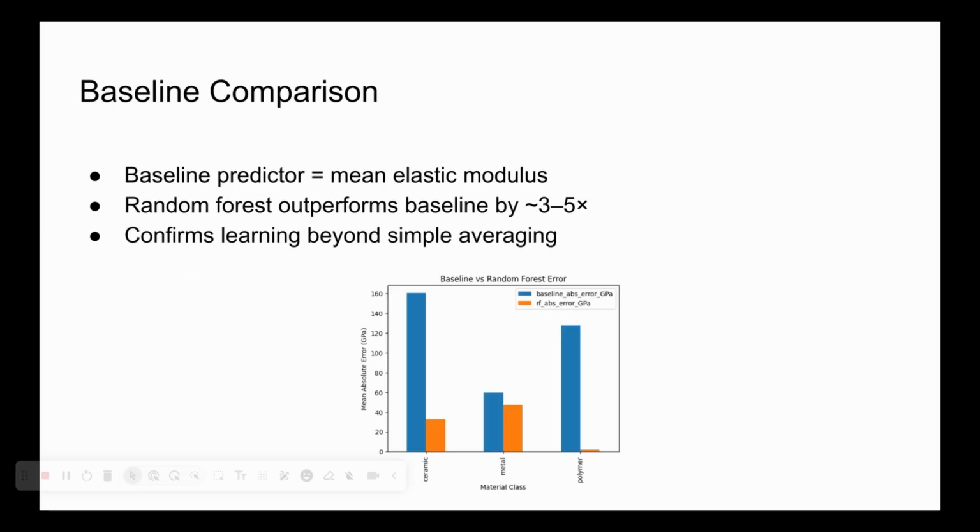To confirm that the model is learning beyond just simple averaging, I compared the random forest regression model to a baseline predictor that always predicts the mean elastic modulus of the training data. The random forest outperformed the baseline by approximately 3 to 5 times on average across all material classes, which confirms that meaningful learning is occurring.